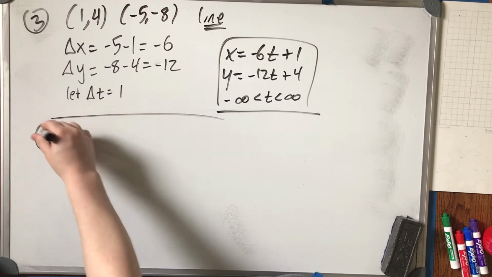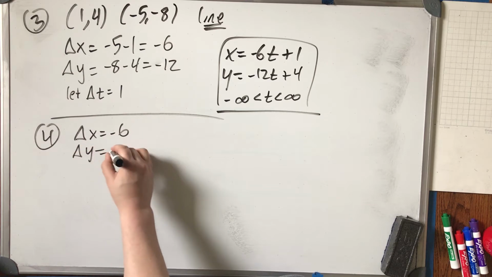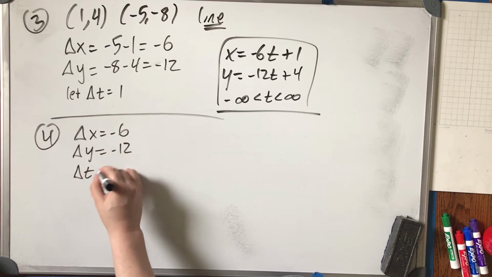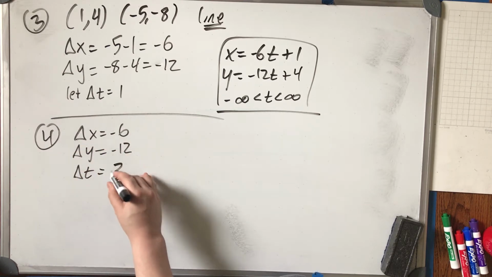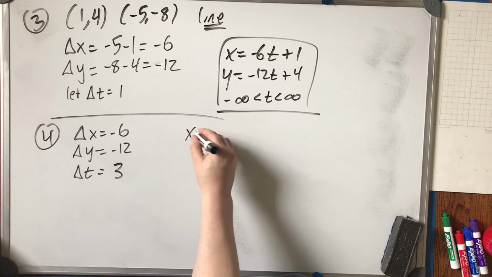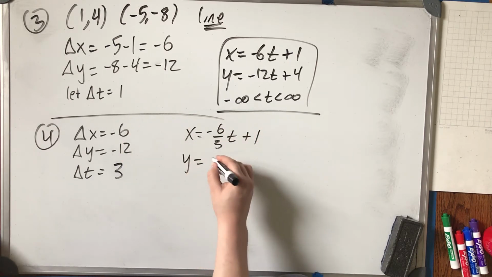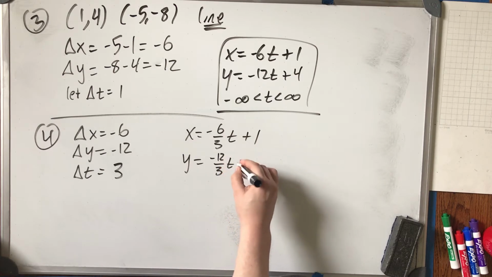Now, the next one is the same exact scenario. This is number 4. We have the same setup. The delta x is going to be negative 6, and delta y is going to be negative 12. But this time they tell us that the change in time has to be 3. We're going from t equals 0 to t equals 3, and it's a line segment. So when I write my equations, I'm now doing negative 6 over 3 t plus 1. Y is going to be negative 12 over 3 t plus 4.